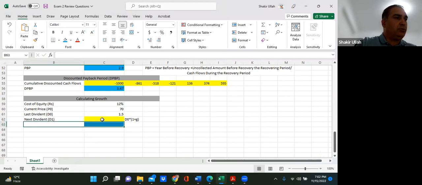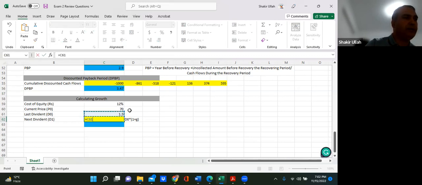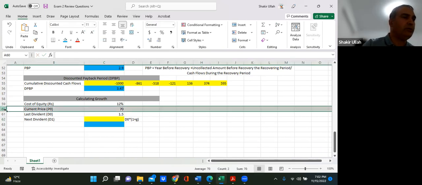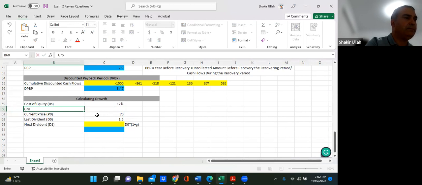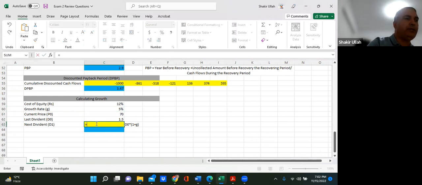So we are required to calculate D1, the next dividend, and this is going to be equal to D0, which is 1.5. Okay, so this data is not sufficient. We have to know the growth rate as well, which is G. And just imagine it's 5%. So D1 would be equal to D0, which is $1.5, multiplied by (1 plus G, which is 5%).